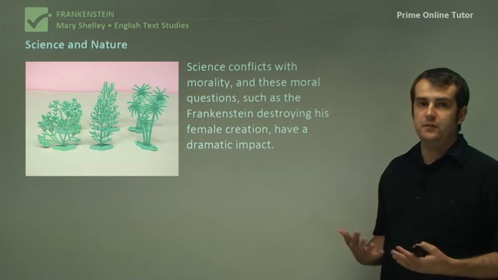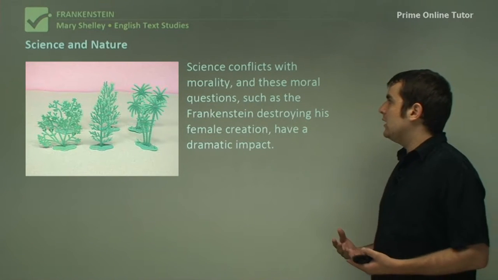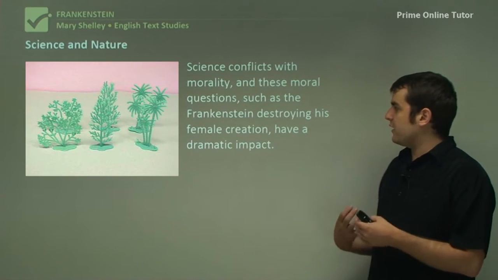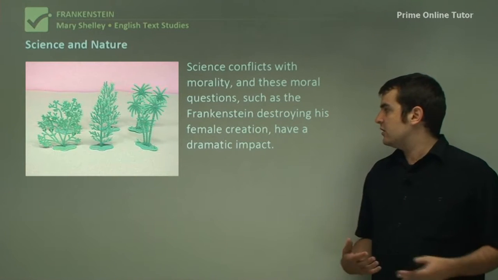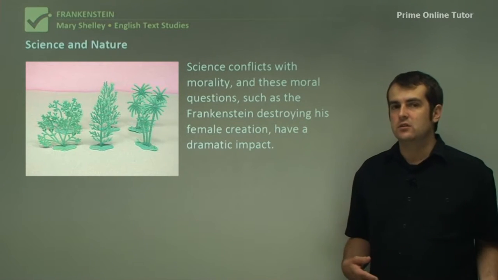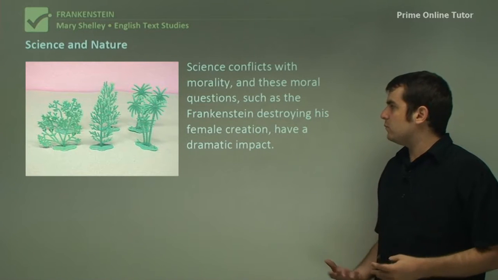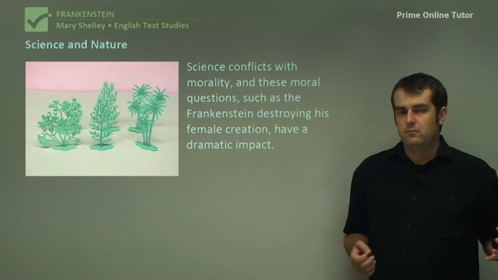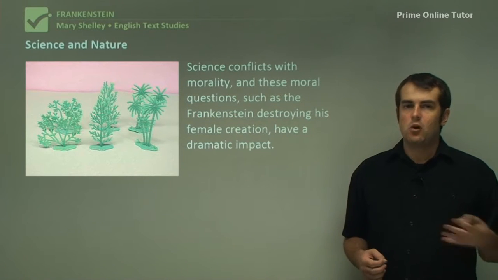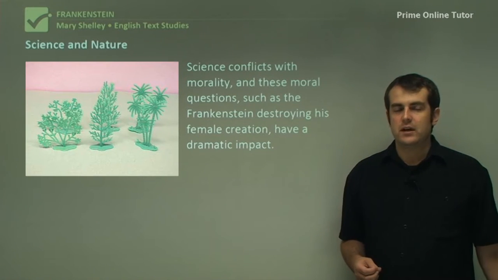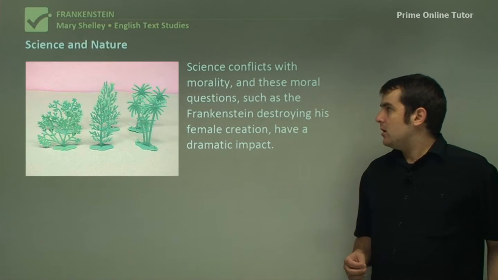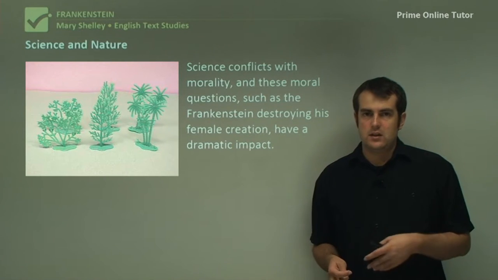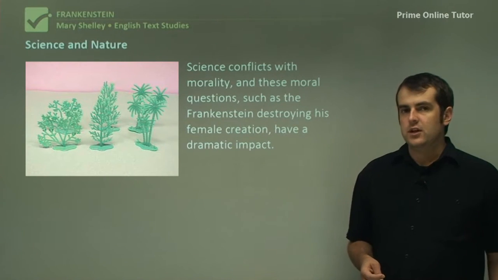And science does conflict in this case with morality as well. The moral questions that we get, such as Frankenstein destroying the female creation, have a dramatic impact. We can understand the reasons why. But at the same time, we can look at the idea of, okay, he was wrong, perhaps wrong to create this creature in the first place, wrong to tamper with nature. But at the same time, he's also wrong to deny this creature happiness.